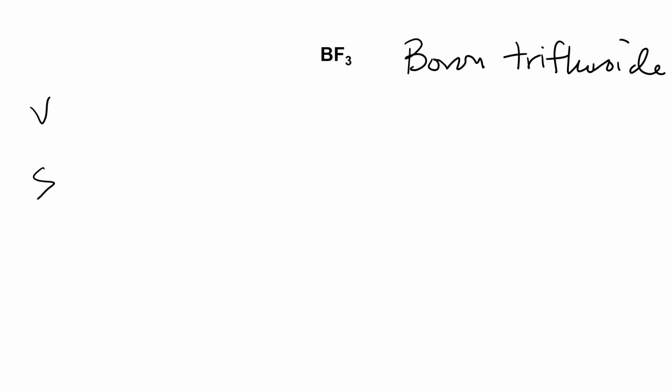BF3, so this is boron trifluoride. So V's up. Sounds like fangs up, but it's V's up. So valence electrons, I have 3 from boron plus 3 times 7 from the fluorines. That's a total of 24.